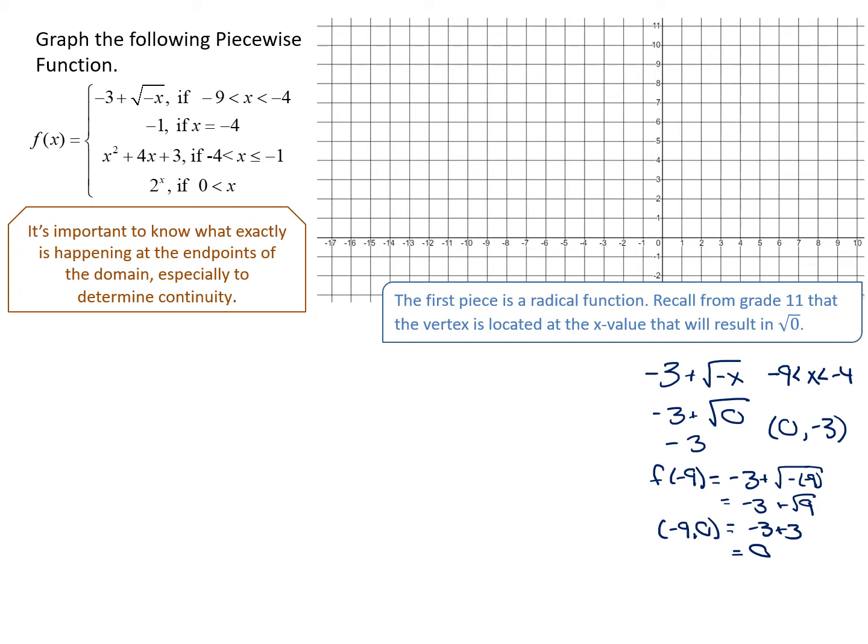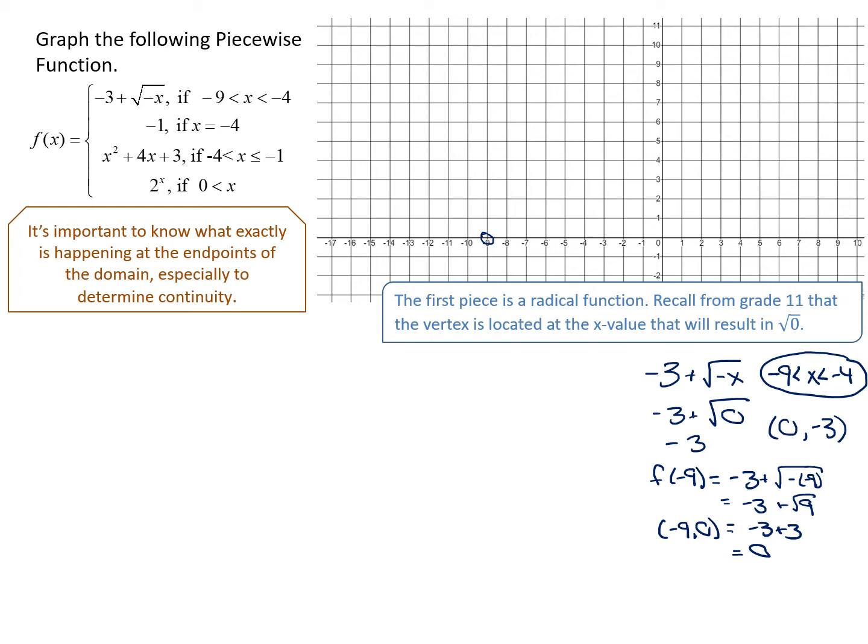I'm going to go up to my grid right now and I'm going to put it on there. So am I going to put an open circle or a closed circle here at negative 9, 0 when I put it on my graph? Well, according to my domain, it's an open circle. I'm not including negative 9. So negative 9, 0, you're getting an open circle right there. I'm drawing a little bigger than I need to, but that's going to be an open circle.